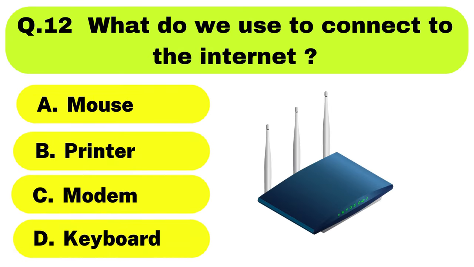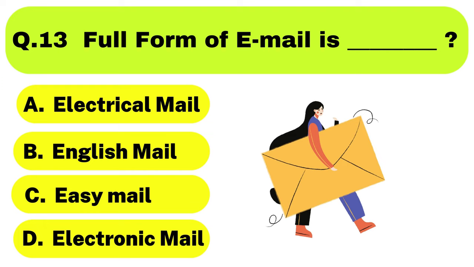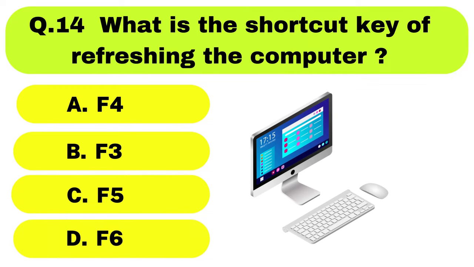Question number 12, what do we use to connect to the internet? The correct answer is option C, modem. Question number 13, full form of email is? The correct answer is option D, electronic mail. Question number 14, what is the shortcut key for refreshing the computer? The correct answer is option C, F5.